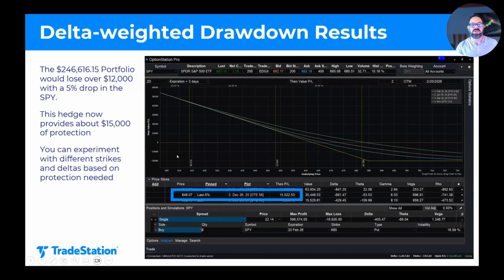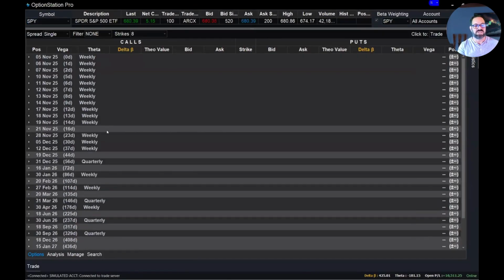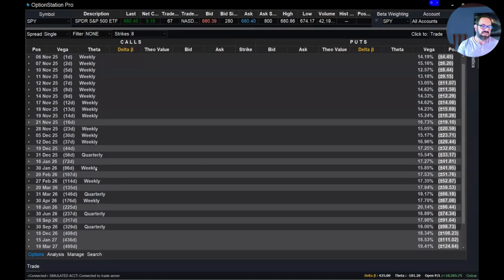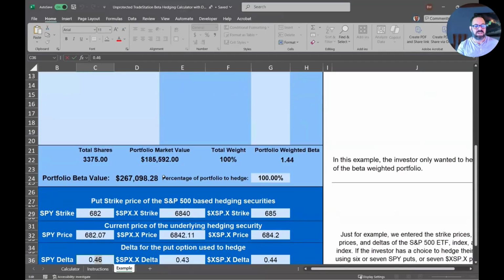Going out, once again, if I go to SPY, since I have that in the calculator already in the sample, we'll go a little further out in time as well, because we don't need just 12 days of protection, most likely. Perhaps we want to protect ourselves for the next 3 months or so. Go out to the February options. And, oops, wrong one. And we have our calculator here.